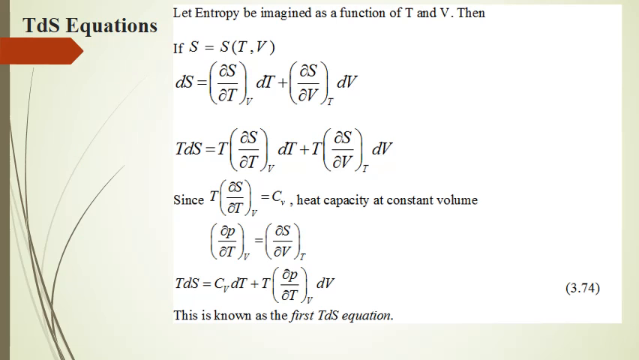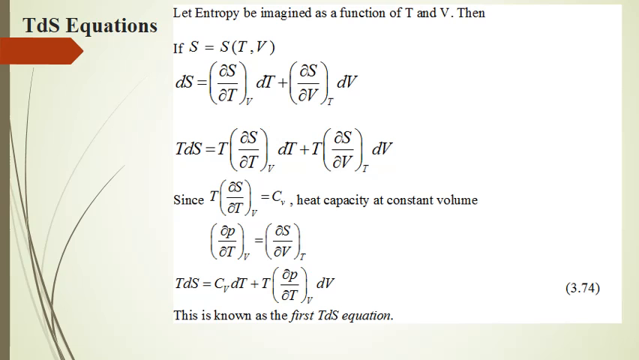Now we will discuss TdS equations. Basically, there are 3 TdS equations. In the first TdS equation, entropy is assumed to be a function of temperature and volume. For the second TdS equation, entropy is assumed to be a function of temperature and pressure. In the third TdS equation, which is not discussed in this lecture and which is not that important from the thermodynamic relations point of view, entropy is assumed to be a function of pressure and volume.